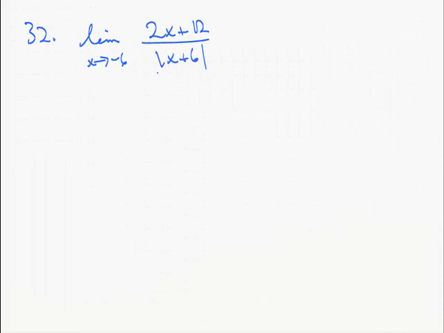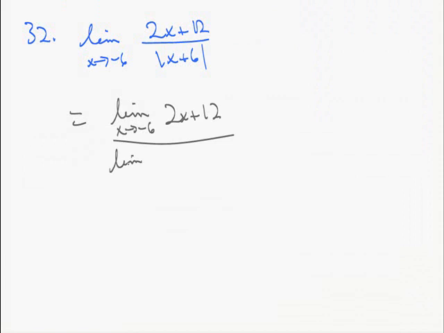Last one I want to look at then is number 32 out of your book, where we're asked to find the limit if it exists. Looking at the limit as x approaches negative 6 of 2x plus 12 divided by the absolute value of x plus 6. Well, remember that by our limit laws, this is going to be equal to the limit as x approaches negative 6 of the numerator divided by the limit as x approaches negative 6 of the denominator, provided that those limits exist and the denominator one at least is not equal to 0.